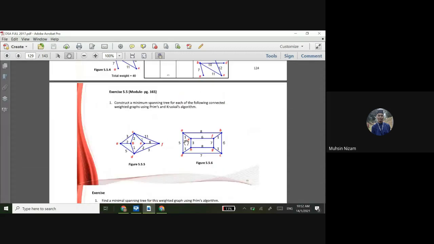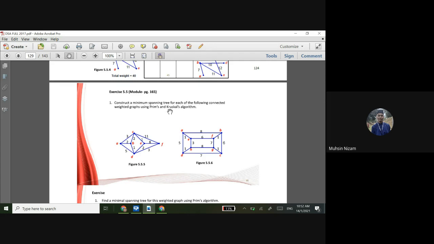So, pada masa sekarang, kita tak payah rehat hari ni, kita buat je terus. Saya nak kamu buat 5.5.5 menggunakan Prim and then Kruskal. Okay.